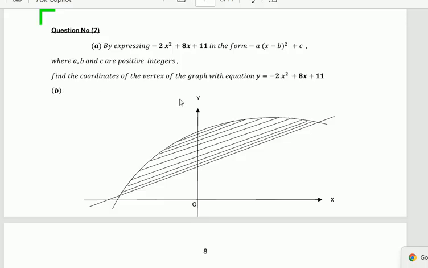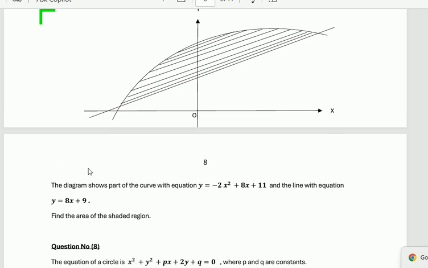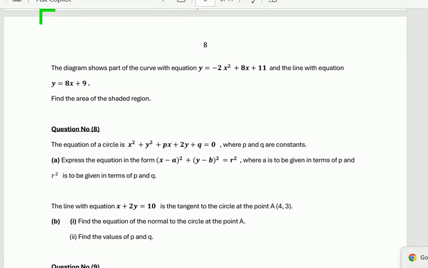Part B: the equation of the curve and the line is given. The diagram shows part of the curve with equation y equal to minus 2x square plus 8x plus 11 and the line with equation y equal to 8x plus 9. Find the area of the shaded region.